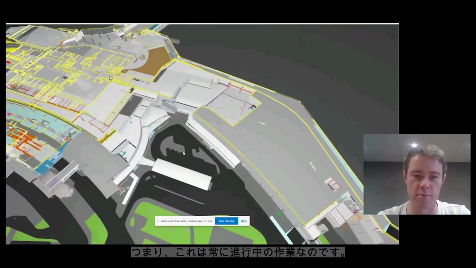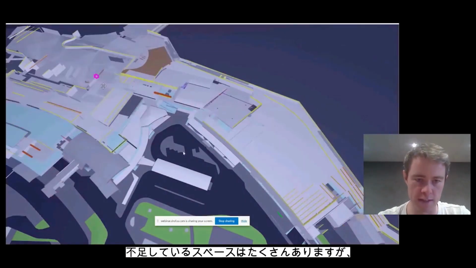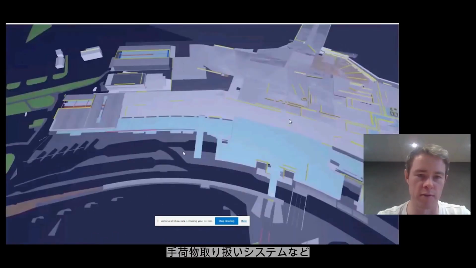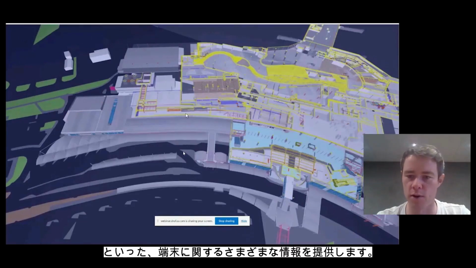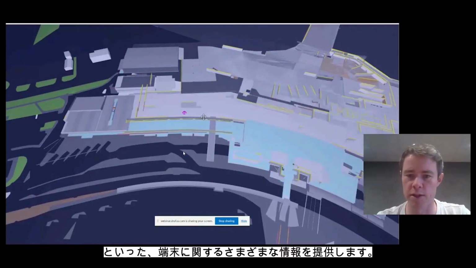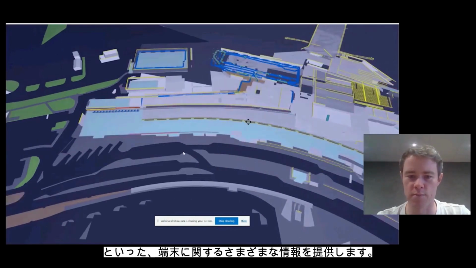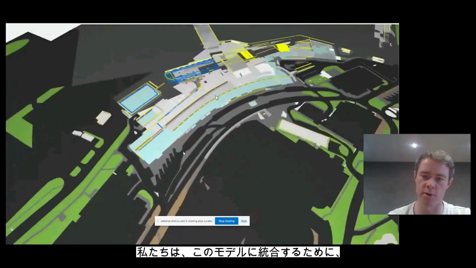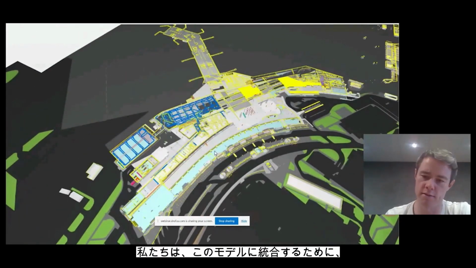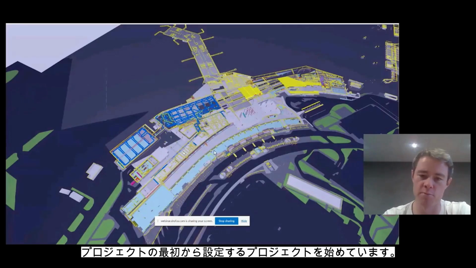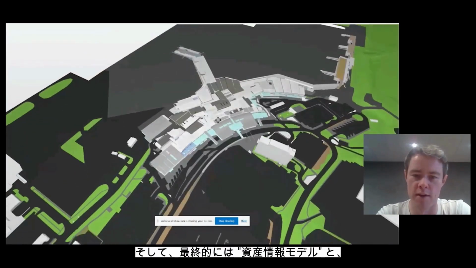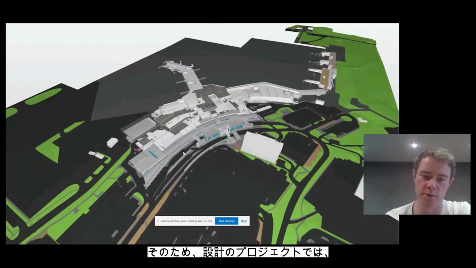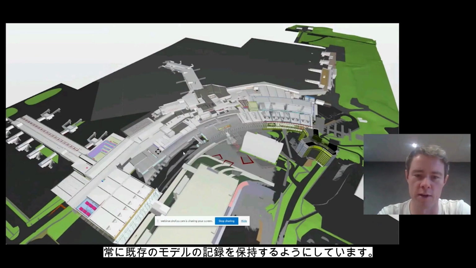We've got plenty of spaces that are missing, but we've got architecture, structure, HVAC in places. Some areas we have electrical, we have baggage handling systems, and a whole range of different information about the terminal. Over the past 4 years, we've been constantly scanning more. We've been starting projects which are set up from the start to integrate into this model. And so at the end of the day, we end up with what we like to call an asset information model. So the whole time that we're doing any design projects, we're maintaining a record of our existing model.